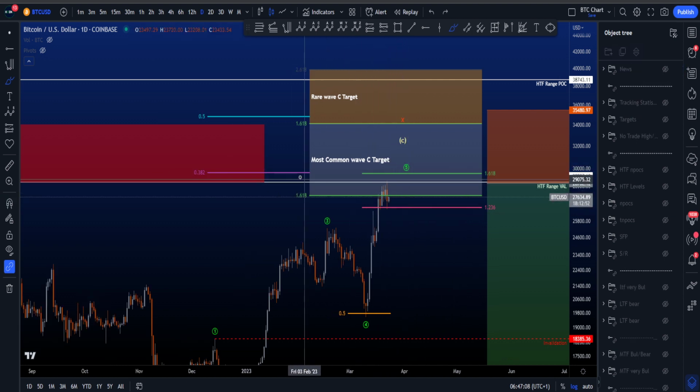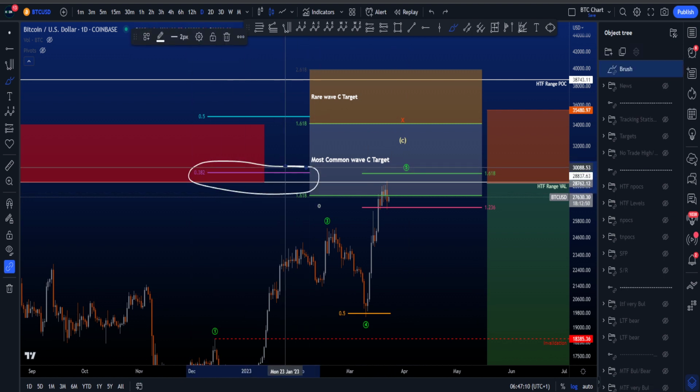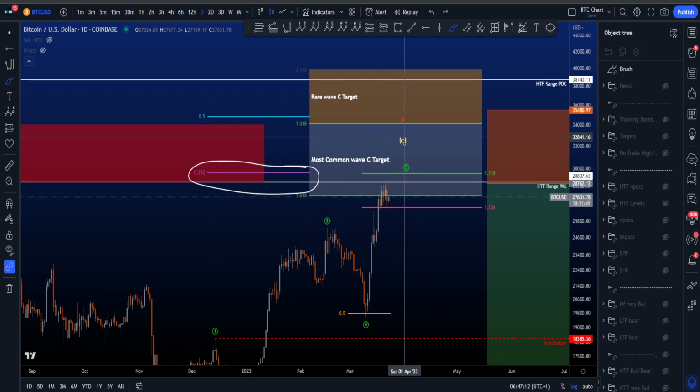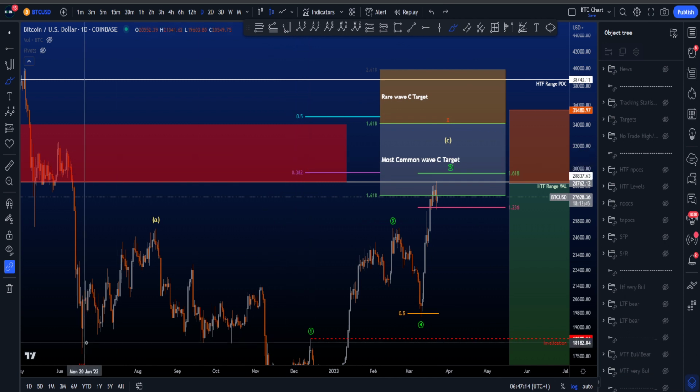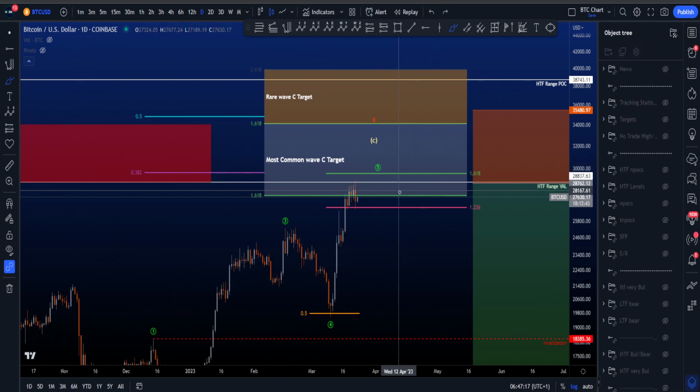Now, what is also interesting is that over here you see the 0.382, which has a relationship with wave X, as the 0.382 is taken from the all-time high to the low of W, and usually the minimum target for wave X is the 0.382, which sits at 29.6k, and we haven't hit it just yet.